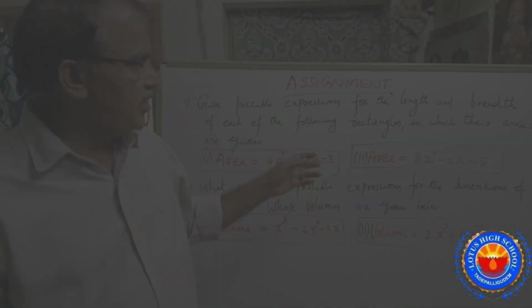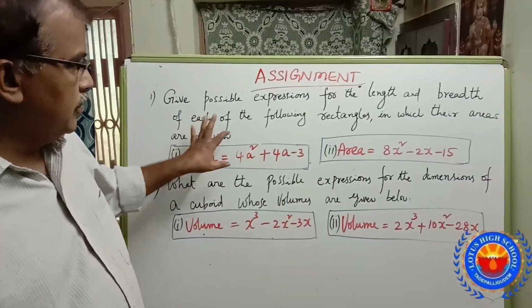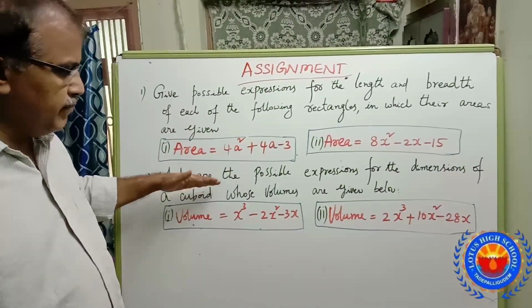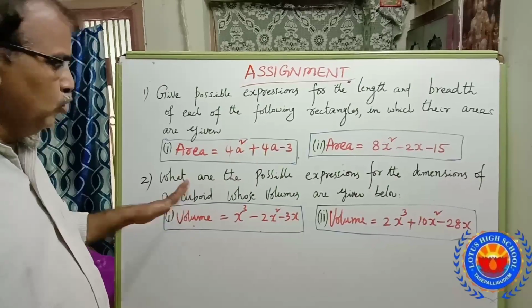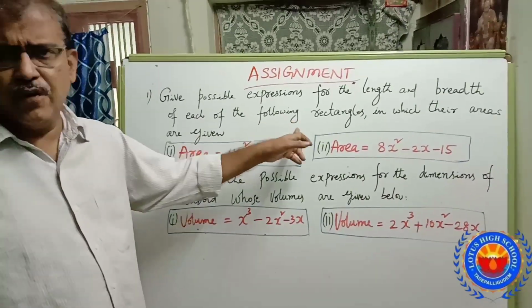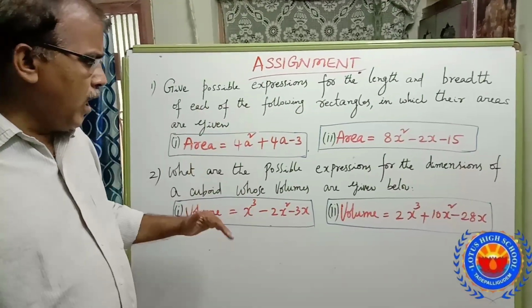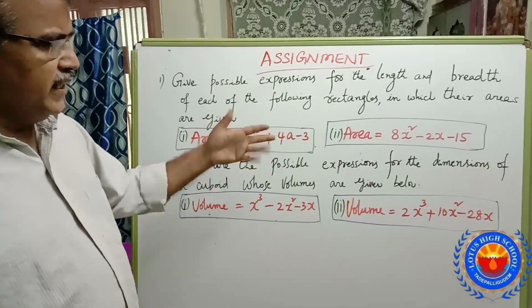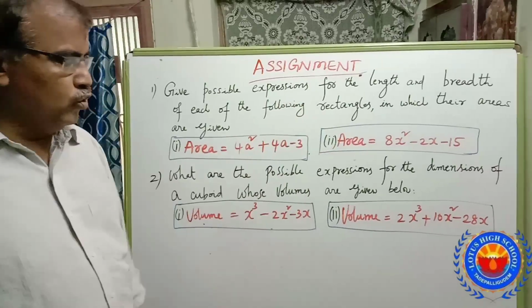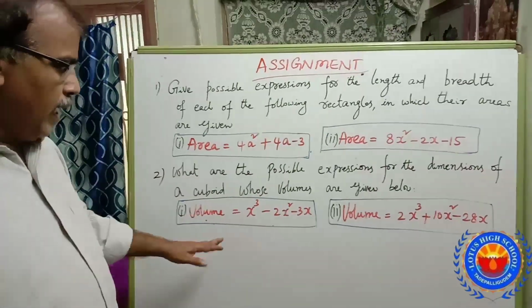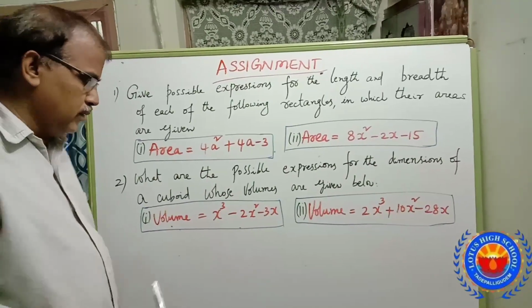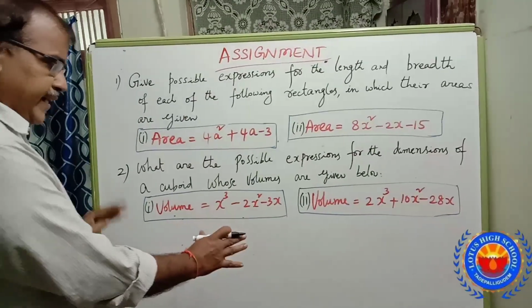Time for assignment. The first sum is based on the area of the rectangle. The second sum is based on the volume of a cuboid. You know very well, the rectangle formula is length into breadth, and the volume of the cuboid formula is length into breadth into height. By using splitting the middle term, you can do these two sums.